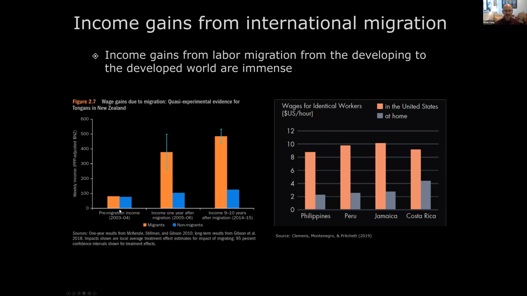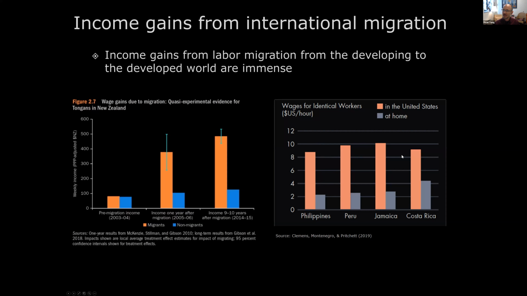Prior to migration, the income of migrants and non-migrants is similar, but then after migration, 1 year later, we see a tremendous several-fold increase in income for the folks who got the opportunity to migrate versus those that didn't. And that gain persists, and if anything, increases even further if you look 9 or 10 years later. This is one out of many examples one can look at, but it's a very nice example because it's based on a visa lottery. So as close to a natural experiment, close to an RCT, as one can get in a real world policy implementation. When people get an opportunity to migrate, their income goes up several-fold.